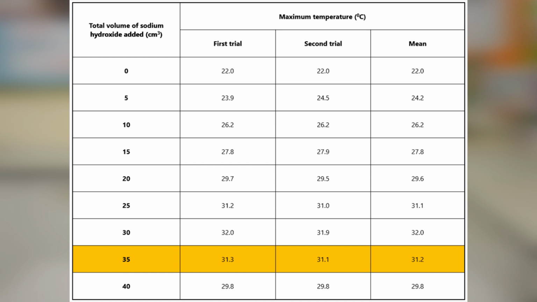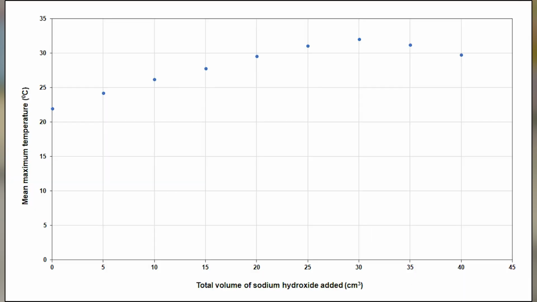We can also plot a graph with the volume of sodium hydroxide solution on the x-axis and the mean maximum temperature change on the y-axis for each volume of sodium hydroxide added. Draw two straight lines of best fit.